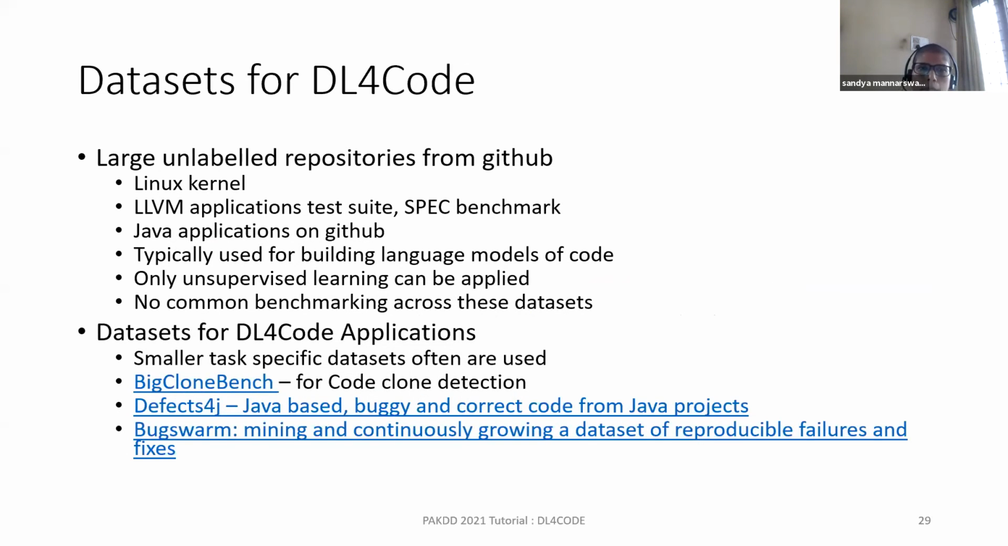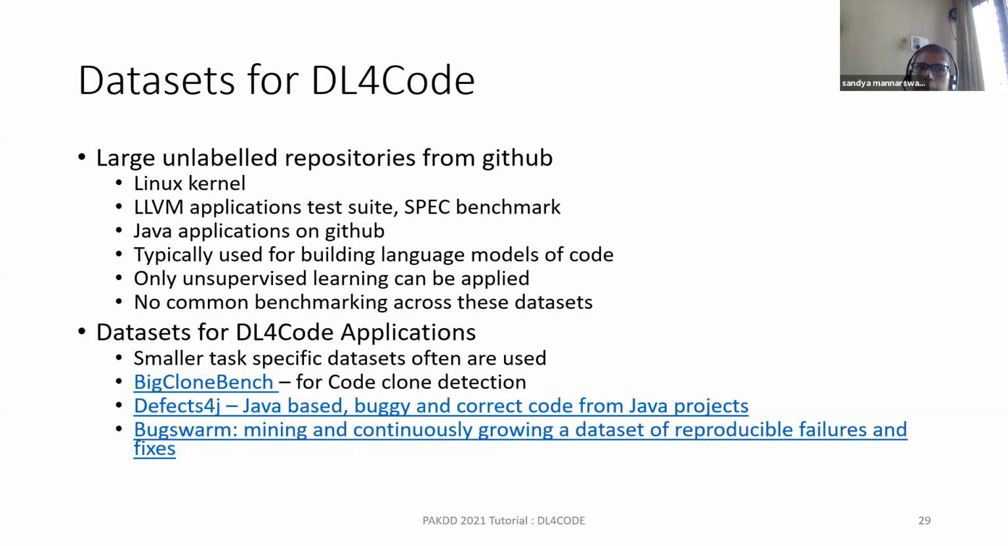As we said, for DL4Code, the datasets typically come from GitHub or SourceForge or Bitbucket, where you have large volumes of code. But remember that this code is unlabeled, right? It is not labeled for any specific task. So you are going to have lots of data which is unlabeled. One way to start building models is to use language models, so that you don't need labeled data, or think about using unsupervised or semi-supervised approaches.